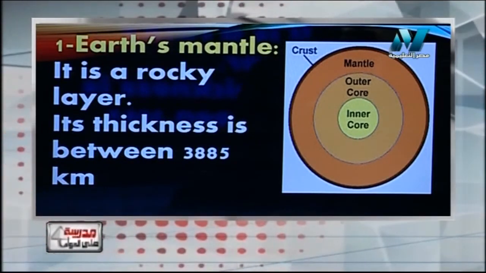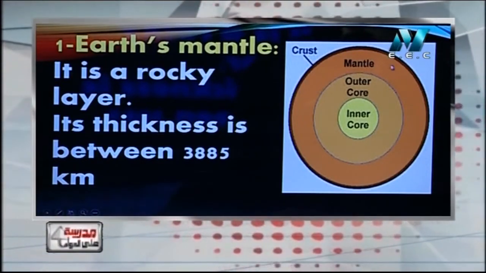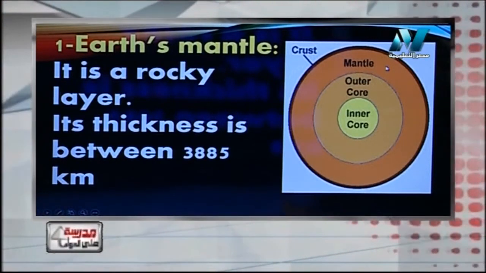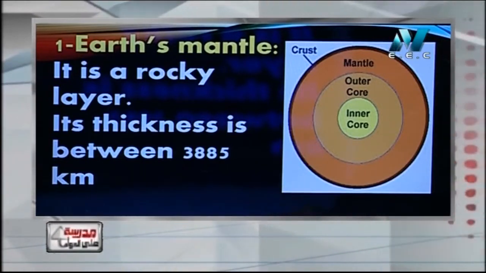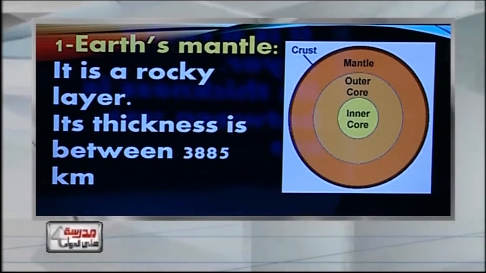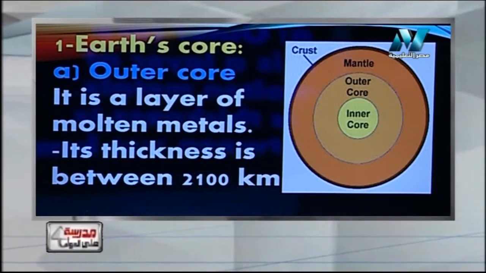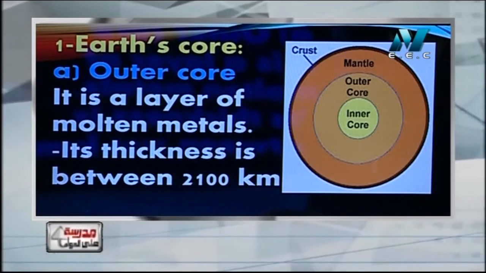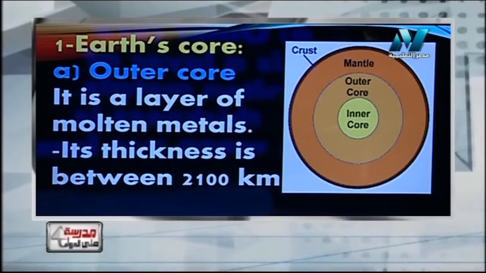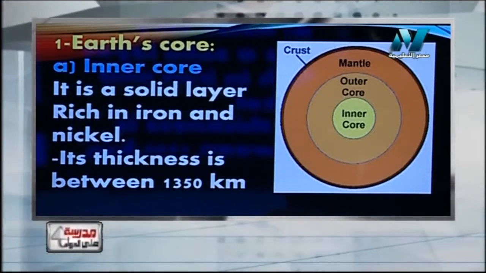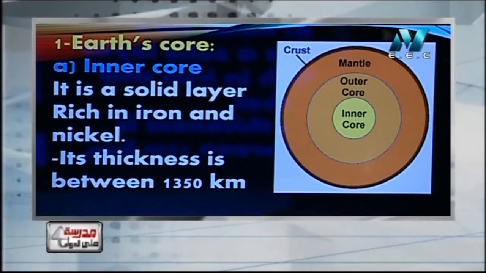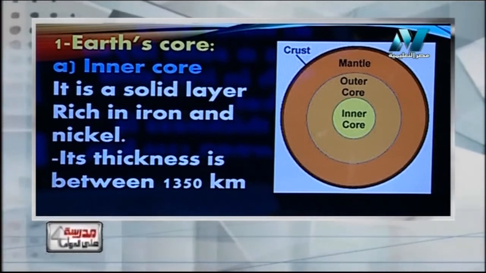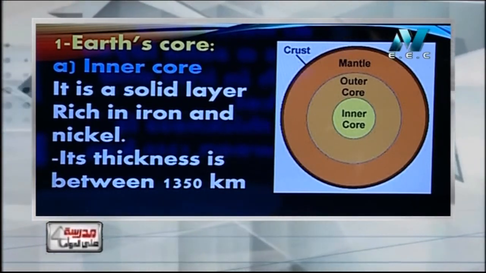Number 2, Earth's mantle. The mantle is a rocky layer, a heavy rocky layer, and its thickness is about 2,885 kilometers. Okay. Number 3, Earth's core, which is divided into the outer core, a layer of molten metals. Its thickness is 2,100 kilometers. The last one is the inner core, and it is solid due to the rotation of the Earth around itself, and it consists of nickel and iron, and its radius is about 1,350 kilometers.